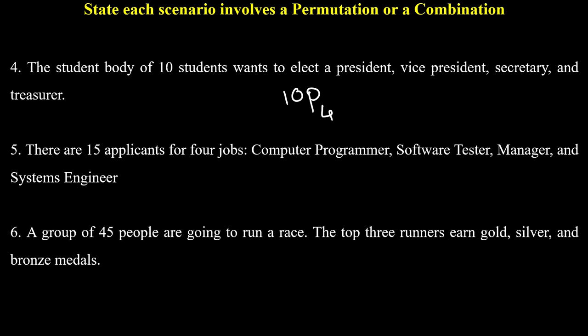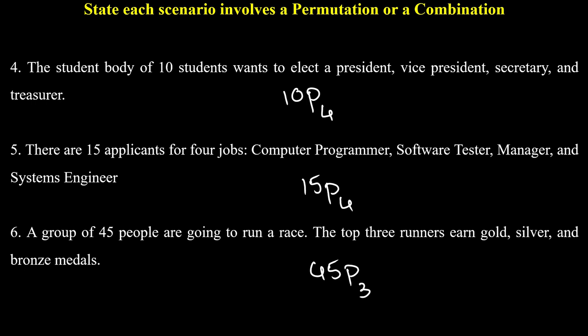Now, sir, in the previous question you said 45 applicants, 3 people to choose. Now, 15 applicants, 4 jobs are there. But again, out of 15, I need to select 4 people. One as a testing engineer, one as a manager, one as a system engineer, one as a computer programmer. This is also combination. Next one, 45 people are going to run a race. Gold, silver and bronze. Permutation or combination? Permutations only. Why, sir? Among 45, 3, first person gold, silver, you are giving position.